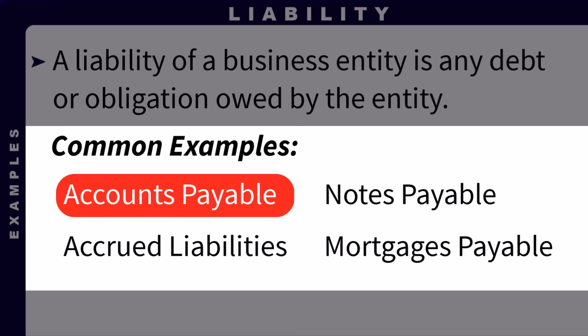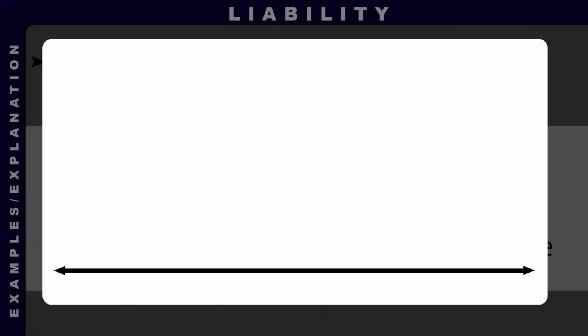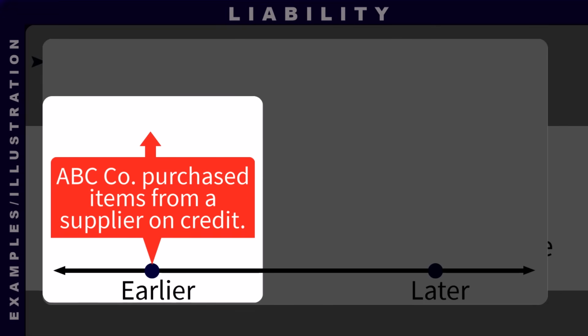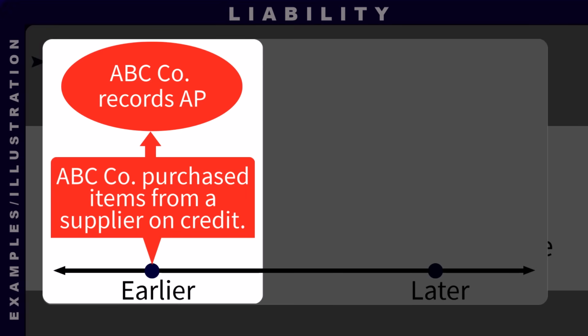First, accounts payable. Accounts payable is simply a liability an entity owes to a supplier or service provider for goods and services purchased on account. On account means on credit. For example, let's say ABC Company purchased some items on credit from one of its suppliers sometime in the past. When this purchase transaction was complete at that time, ABC Company records accounts payable in its accounting books.